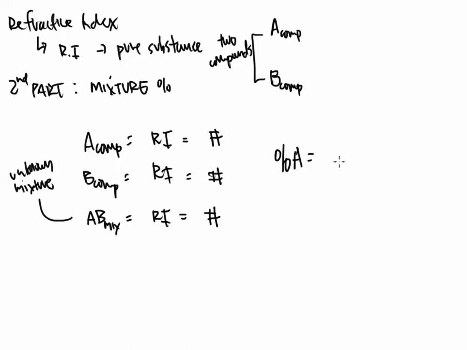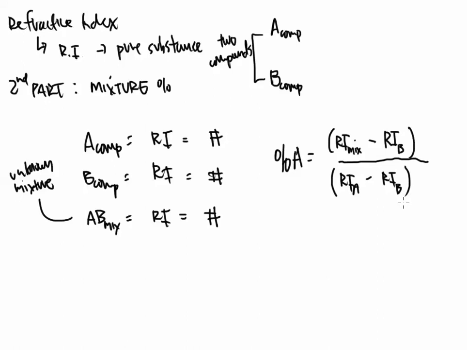In order to calculate the percentage of that component, I take the refractive index of the mixture and subtract the refractive index of my B component, whatever I've decided to label B as. Then I divide that by the refractive index of my A component minus the refractive index of my B component. Because this is a percentage, I take that ratio and multiply by 100. That gives me the percent of A in my sample.